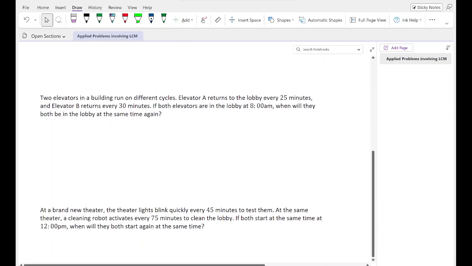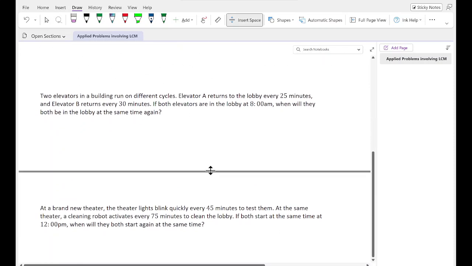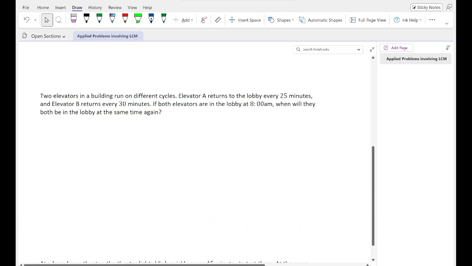Let's look at another example, just a slight twist to it. Not much of a twist, just a slight twist. Two elevators in a building run on different cycles. Elevator A returns to the lobby every 25 minutes, and elevator B returns every 30 minutes. If both elevators are in the lobby at 8 a.m., when will they both be in the lobby at the same time again? So I'm going to take my two numbers again, 25 and 30, and find my prime factors for them. So 25 is easy, 5 squared.